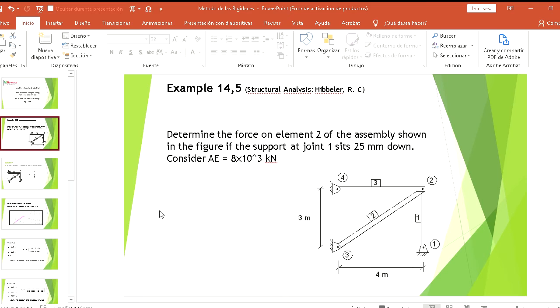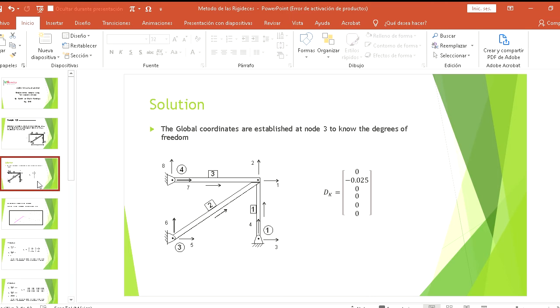8 per 10 to the third kilonewtons, and here is the figure. As the text said, nodes 1, 2, 3, and 4, and the heights are 3 meters and 4 meters.